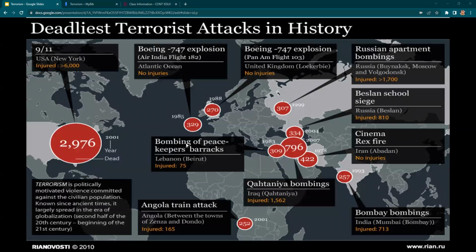Here are the deadliest terrorist attacks in history, number one being 9/11. The events of 11 September 2001 have no precedent in the history of terrorism. On that day, 19 terrorists belonging to bin Laden's Al-Qaeda hijacked four passenger aircraft shortly after they departed from airports in Boston, Massachusetts, Newark, New Jersey, and Washington, D.C.